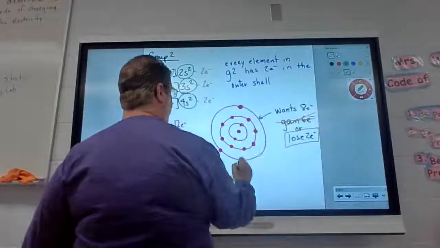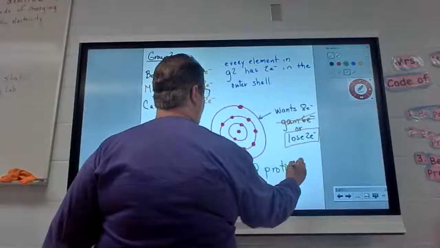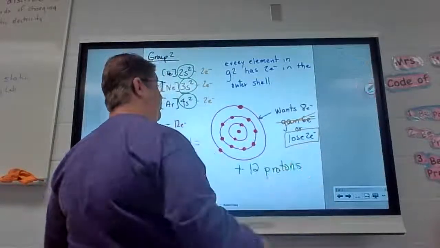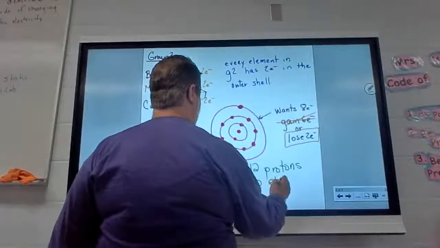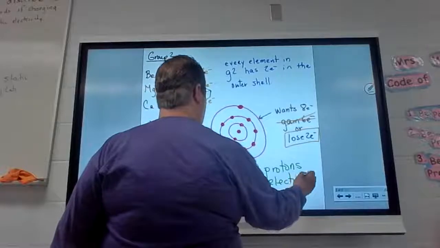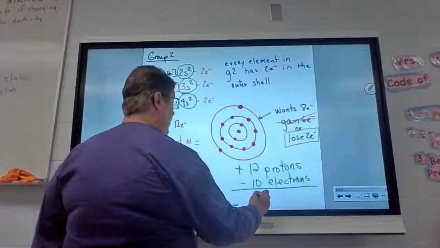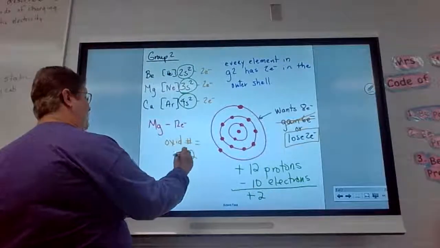So, I have plus 12 protons. I lose 2, which means I have how many electrons now? I have 10 electrons. So what charge will I be left with? Positive 2 when I add. So I'm going to have a positive 2.